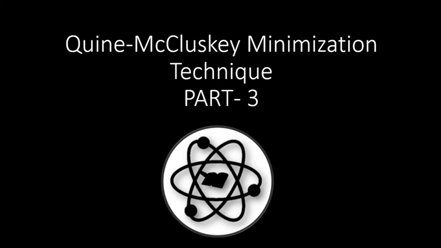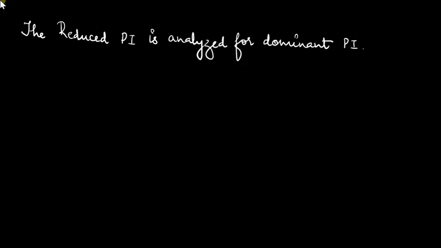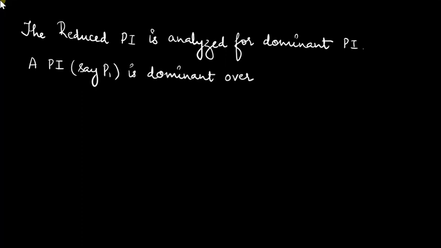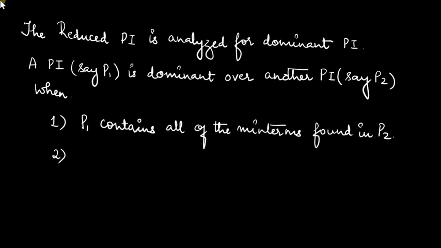Welcome to part 3 of the tutorial on Quine-McCluskey minimization technique: reduced prime implicant tables. In part 1 of the tutorial, we had already seen the procedure, which included this as step 6. But we have not come across any numericals wherein we require to form the reduced prime implicant table.